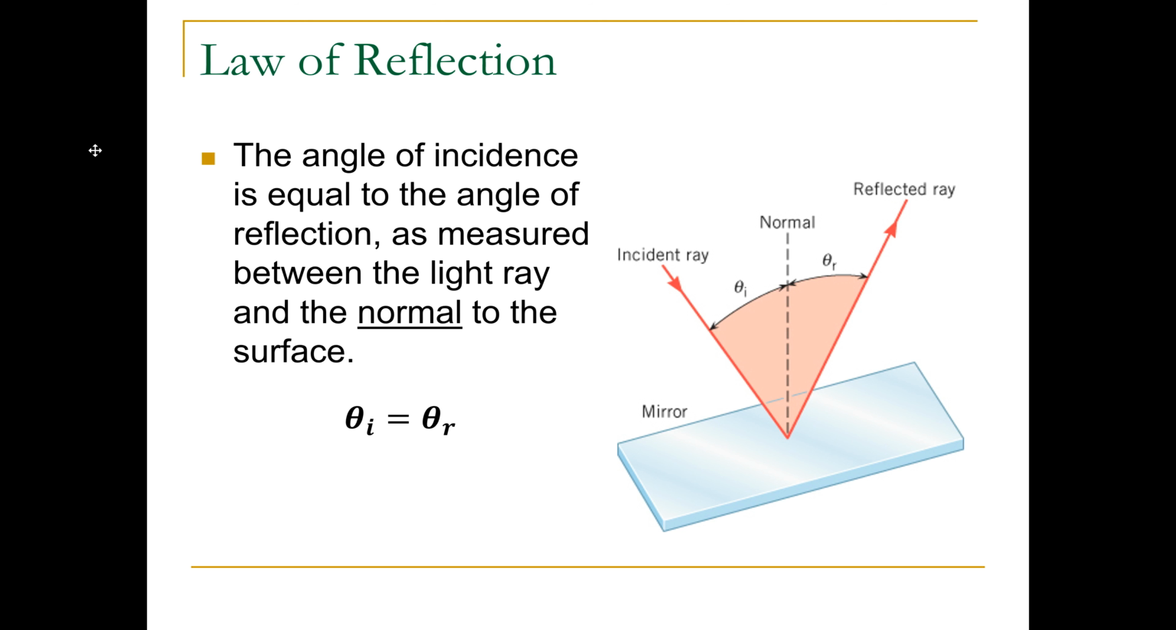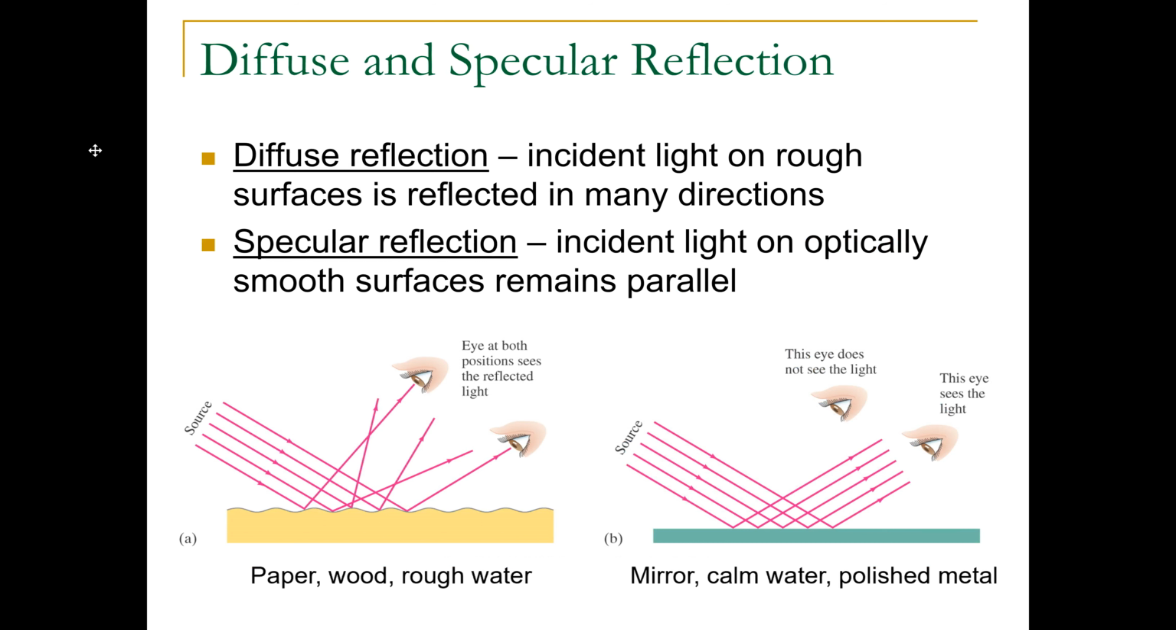There are two types of reflection. There's what's known as diffuse reflection, which occurs with rough surfaces, and specular reflection, which occurs with smooth surfaces. And when I say rough and smooth, it's not always something you can tell just by rubbing your finger against the surface. It has to be microscopically smooth.